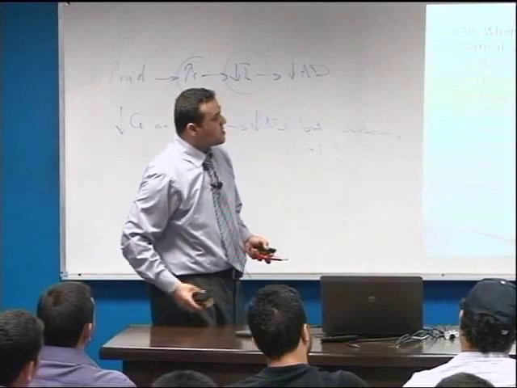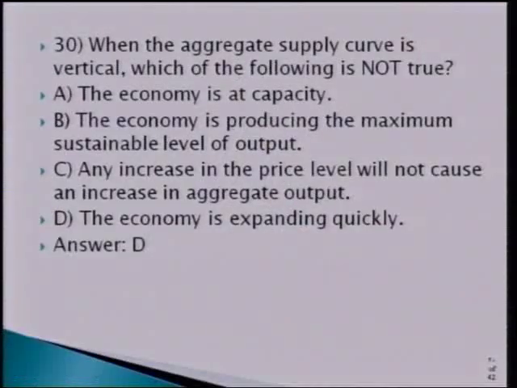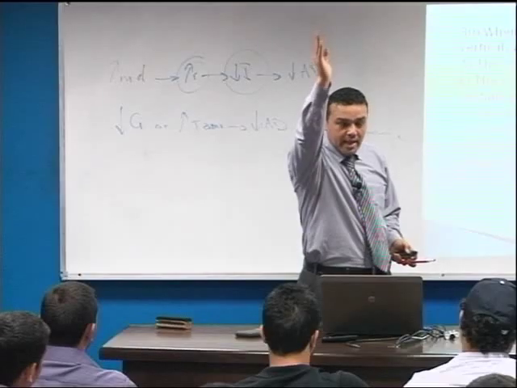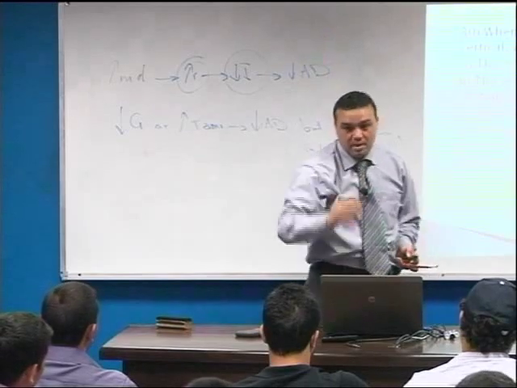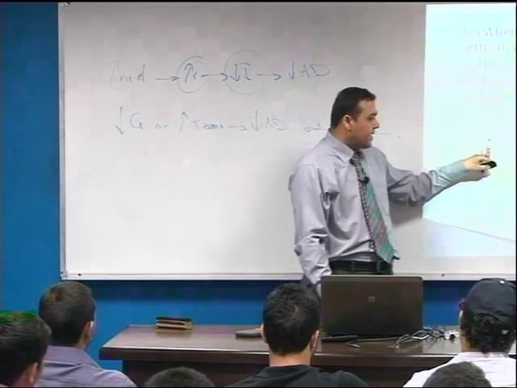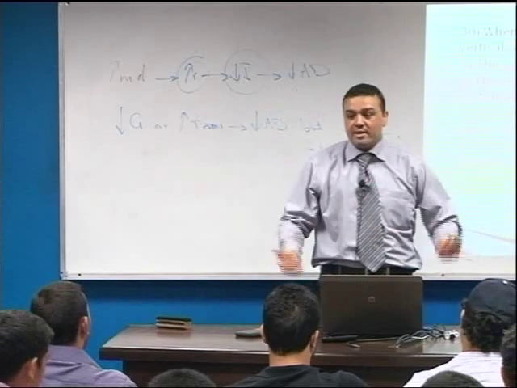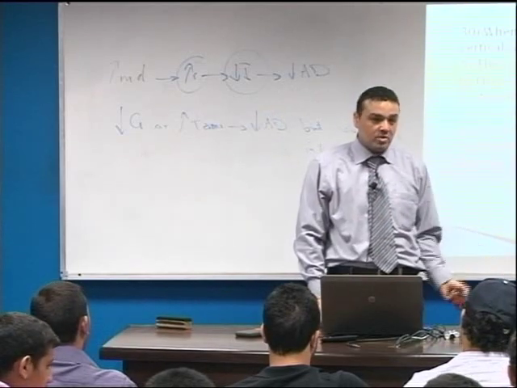Okay, when the aggregate supply curve is vertical, which of the following is not true? D, the economy is expanding quickly. There's no change in the economy in this case. Correct, it should be constant.